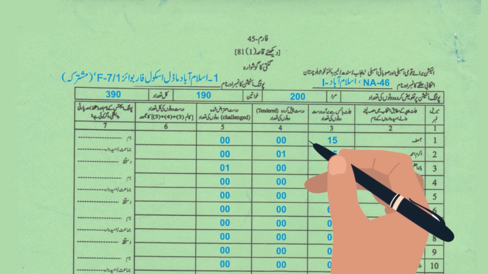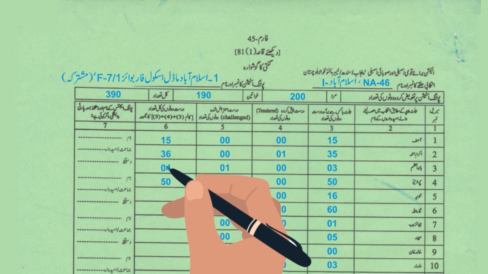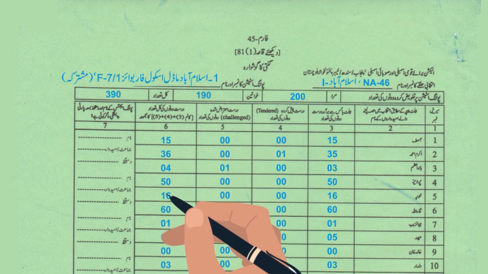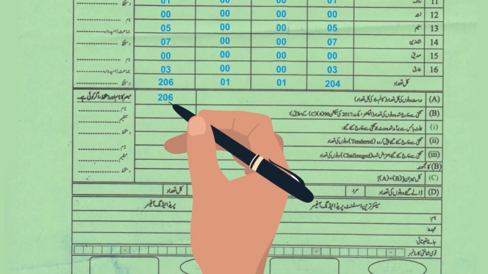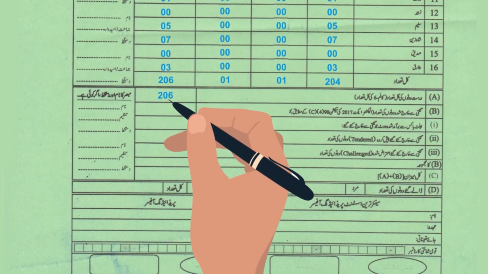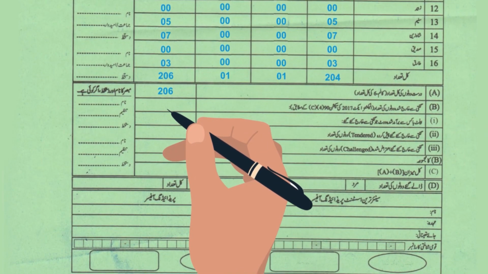Add the figures in column 3, 4 and 5 and then enter in column 6 the total number of votes cast in favor of each candidate. After that, enter the total number of valid votes, that is, the sum of numbers entered in column 6, in section A. In section B, votes excluded from the count.